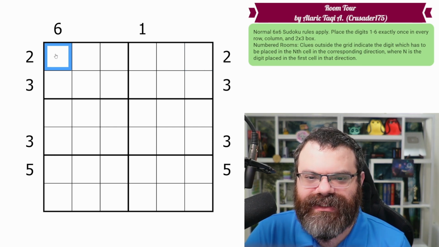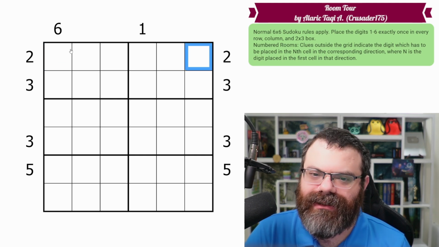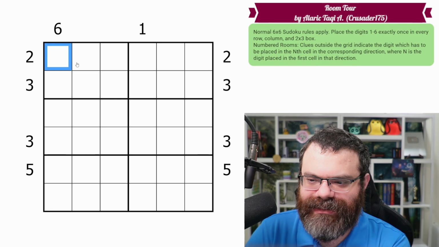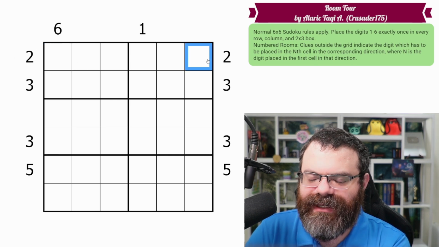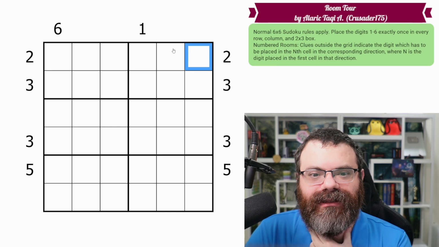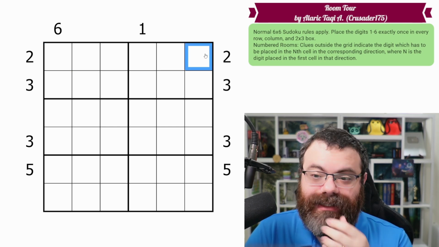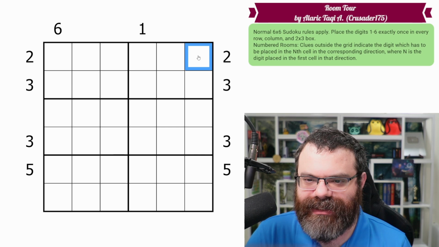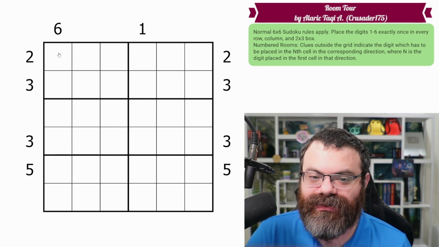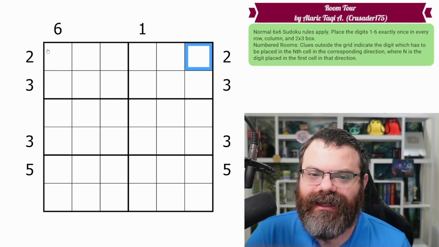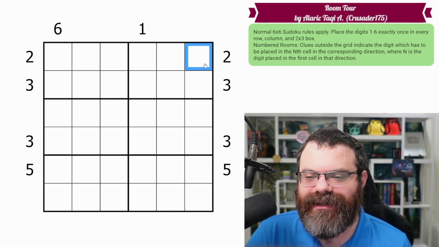Because wherever this one is, this is going to be 7 minus n. So if this is n, then this is going to be 7 minus n. If you think about it, if this was a 1, this is going to be a 6. That's 7 minus 1. If this is a 2, this is going to be a 5. That's 7 minus 2. And so if this is n, this is 7 minus n.